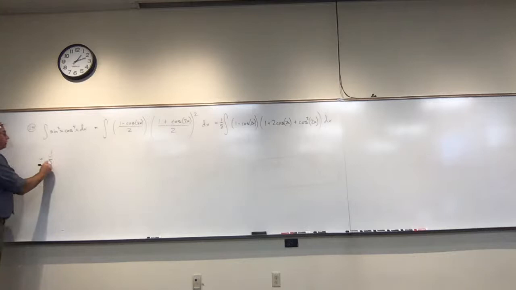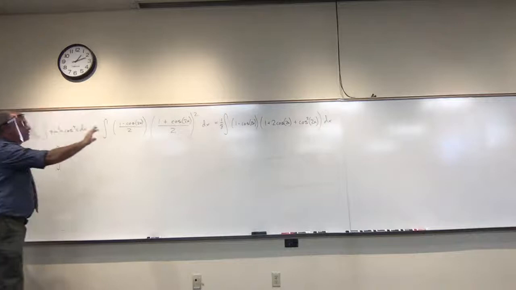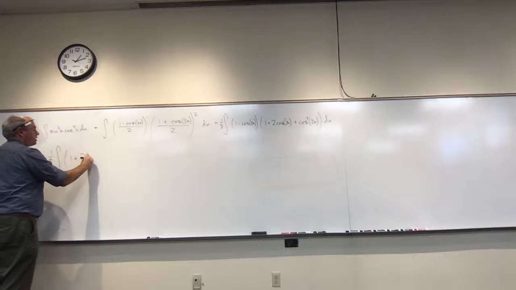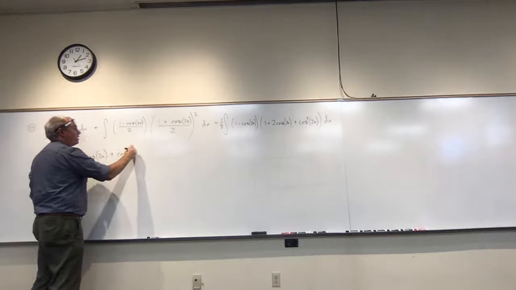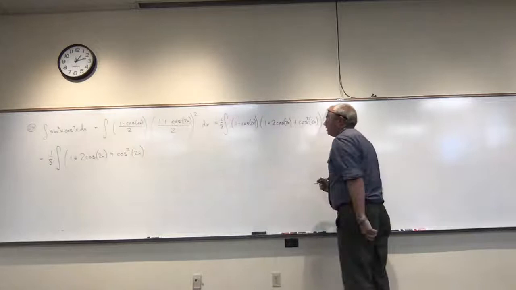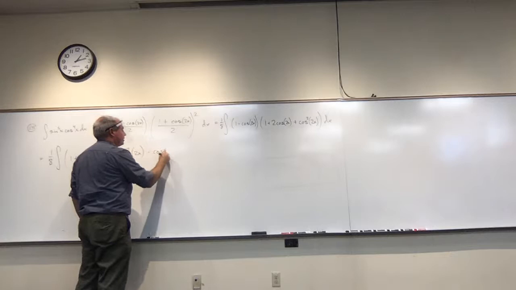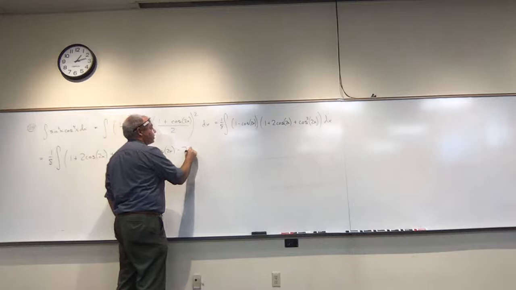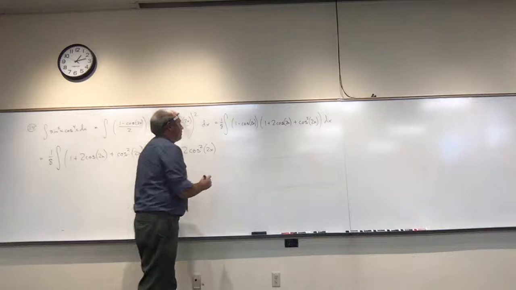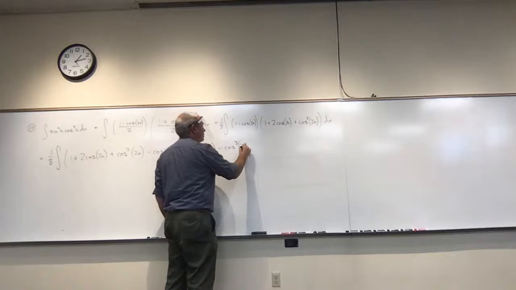integral of, okay, I've got a little multiplying to do here. First, let's multiply the 1 by everything. I get 1 plus 2 cosine of 2x plus cosine squared of 2x. So that was 1 times all this stuff. Then I need to multiply negative cosine of 2x by all that stuff. So I get negative cosine of 2x times 1, which is minus cosine 2x, and I get minus 2 cosine squared of 2x, minus 1 times cosine cubed of 2x, all of that dx.